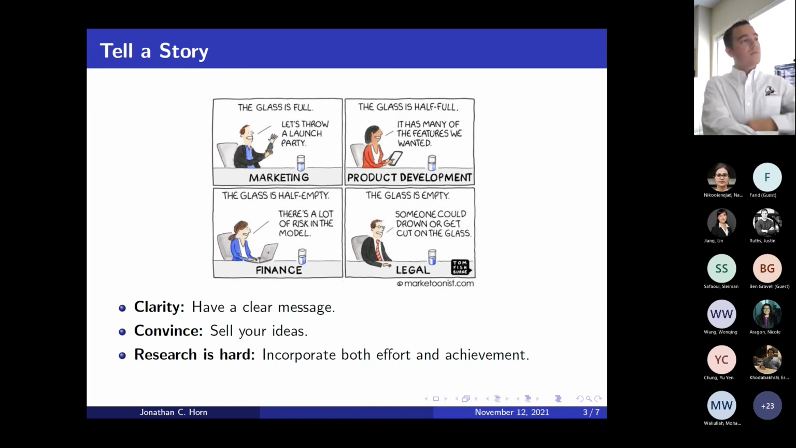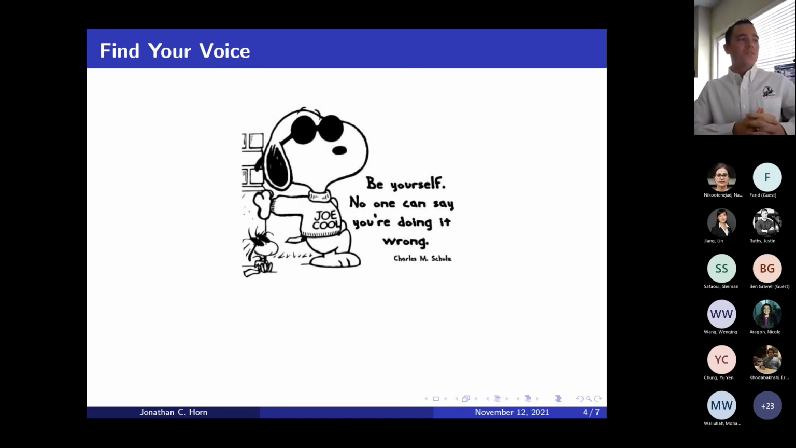Which leads into my next major point: find your voice. I've got a fun little cartoon from Charles Schulz here. It's be yourself. I can't express this enough. I spent years throughout my academic studies trying to find my voice, trying to understand who I was when I was presenting. For many of us, we're all going to sound different, act different, and look different, and that's awesome. The most important thing you need to do is find who you are whenever you're presenting.